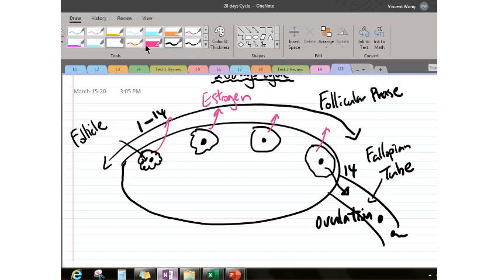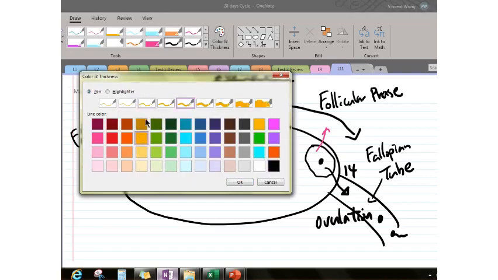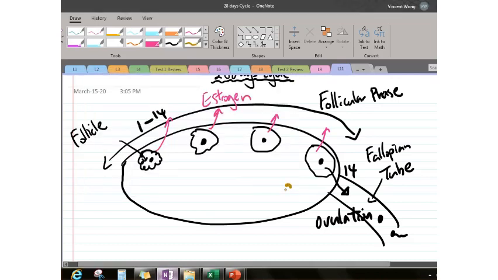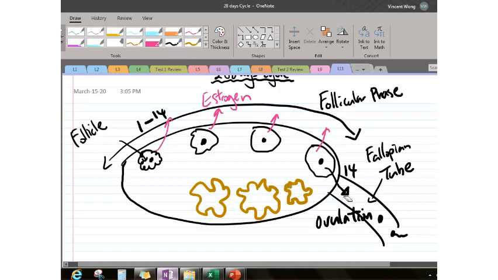And after releasing the egg, the remaining material from the follicle is still going to be there. This remaining material is going to grow into a structure called the corpus luteum. The corpus luteum is not going to stay there for too long. If pregnancy doesn't occur, the corpus luteum will grow and then it will break down. If there is a pregnancy, we'll talk about what happens later on.